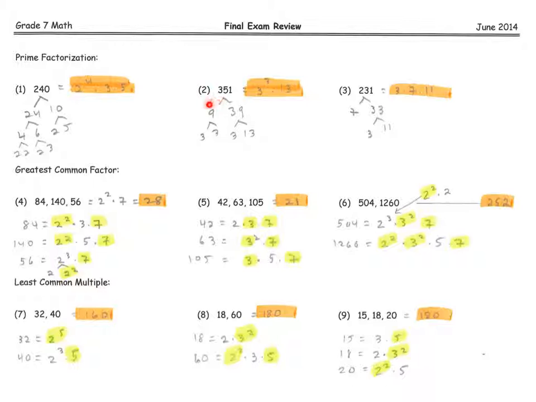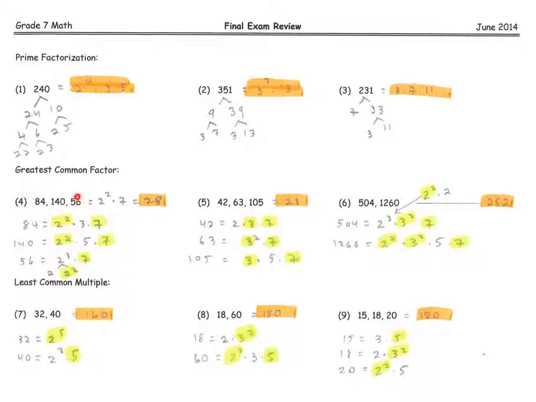351 was divisible by 9, so I got 9 and 39, and that gave me 3 cubed times 13. 231, I gave a shot to 7 because it's such an unusual number, and I got 7 times 33. That gave me 3 times 7 times 11.